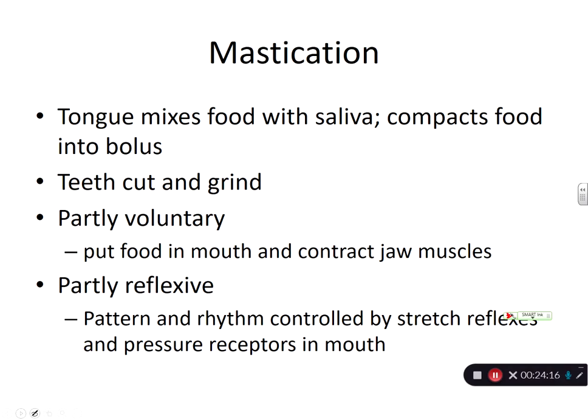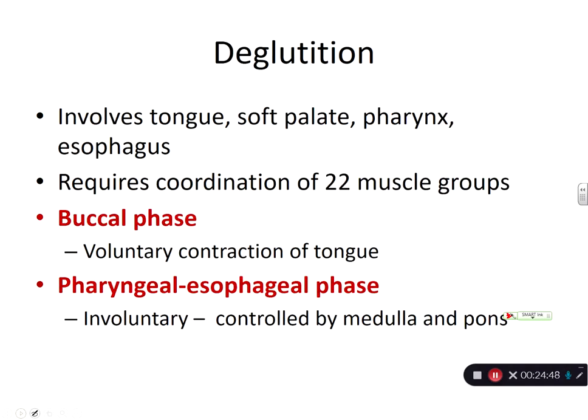So the voluntary part is just contracting your jaw muscle. This is skeletal muscle. It's under voluntary control. But there is an involuntary reflexive part to chewing, and that is just sort of the pattern and the rhythm of chewing that you have. That's involuntary. And that is regulated by some stretch reflexes and pressure receptors in your mouth. So that's why you're not crunching real hard when you're chewing something that's a little bit more liquidy and soft. So your body kind of regulates that involuntarily.